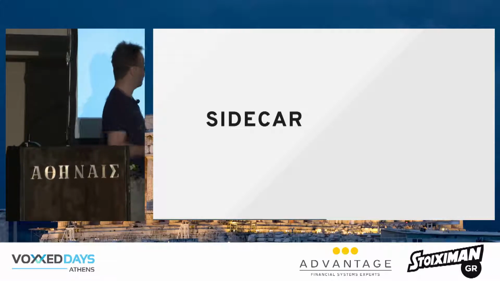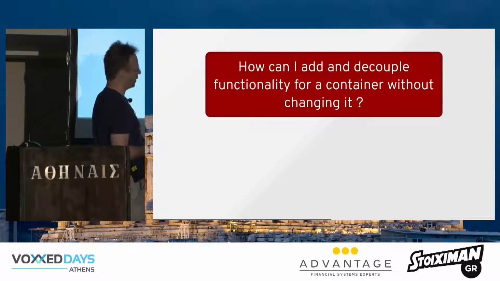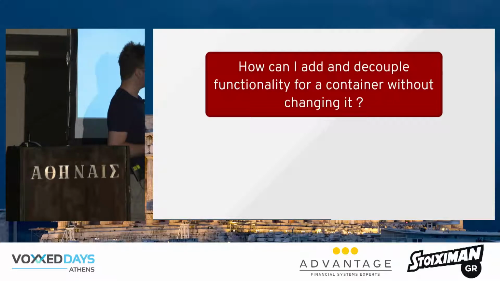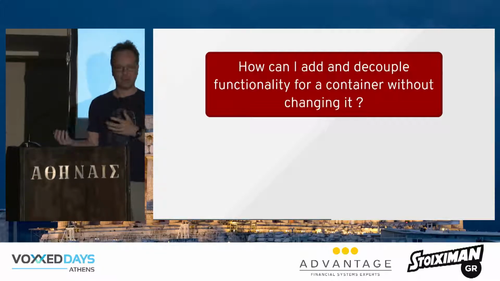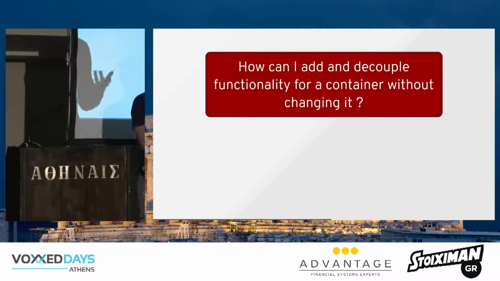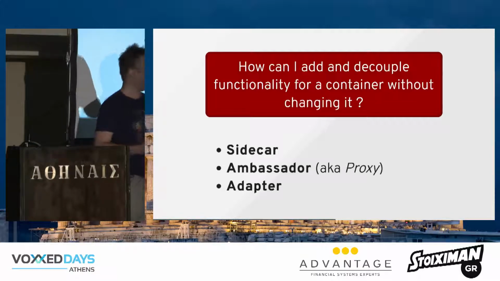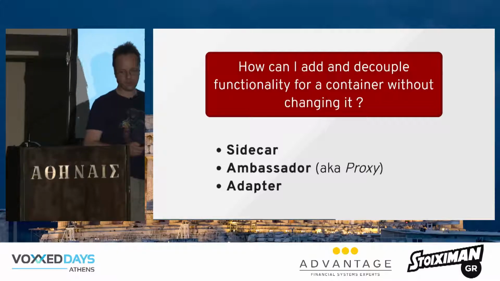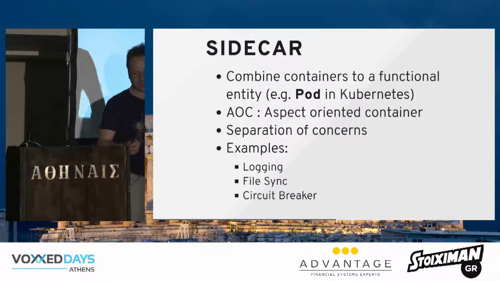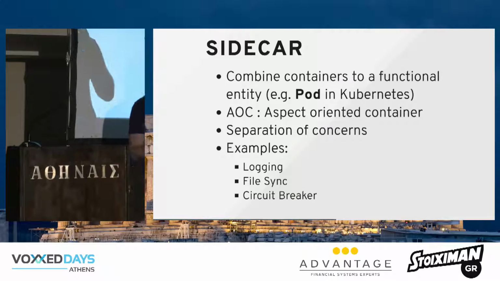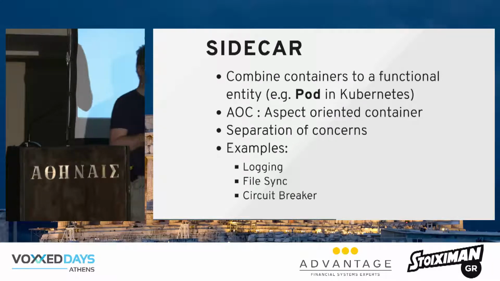This is a more general pattern, which is quite interesting, but you probably already heard about sidecars. And the idea, or the question, the problem is: how can I decouple functionality for a container without even touching the application itself? What do I mean? So I have here the three patterns, which I show you in a second. A sidecar combines multiple containers into a functional unit.